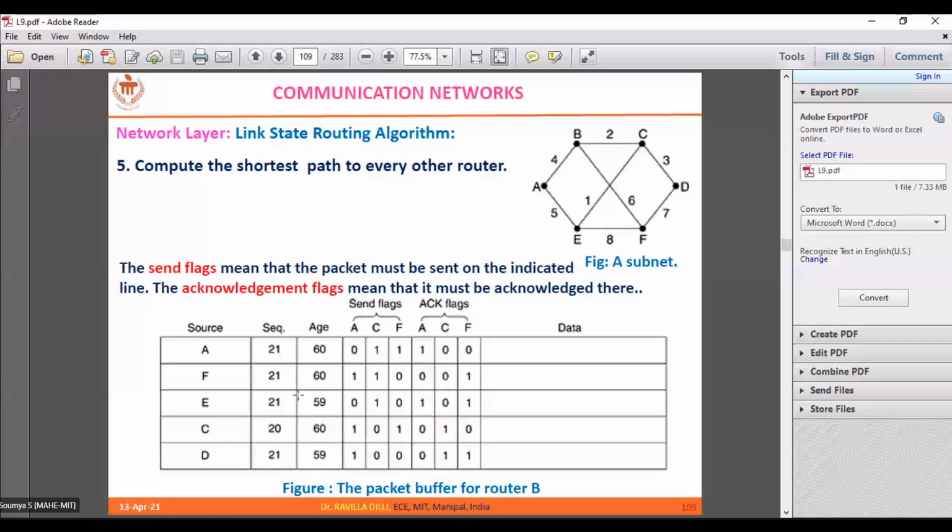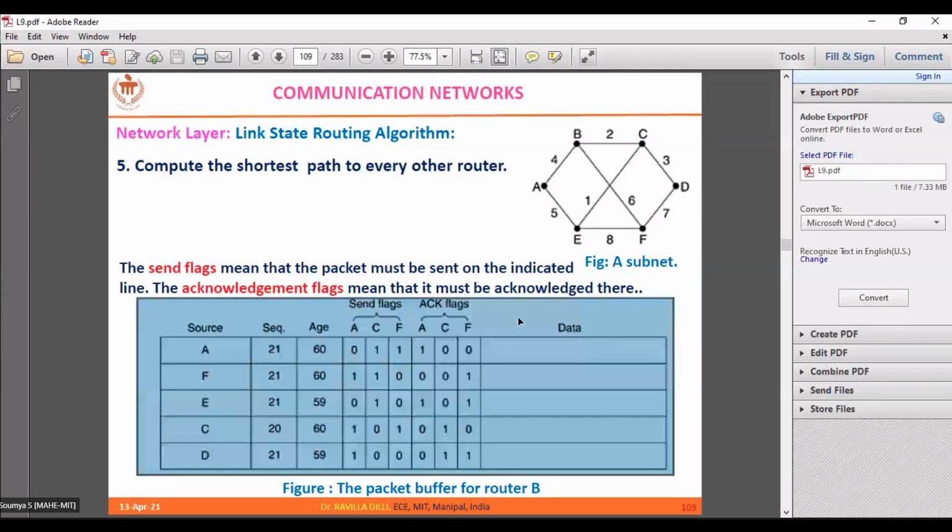That means, let us say B has received a link state packet from A whose sequence number is 21 and the age is 60. Say 60 milliseconds. It can keep that packet only for 60 milliseconds. It has to send these flags to A, C and F. And if it has to send to A, the distance, and these are the acknowledgement flags. The acknowledgements must be sent to this. This is the packet buffer for router B.